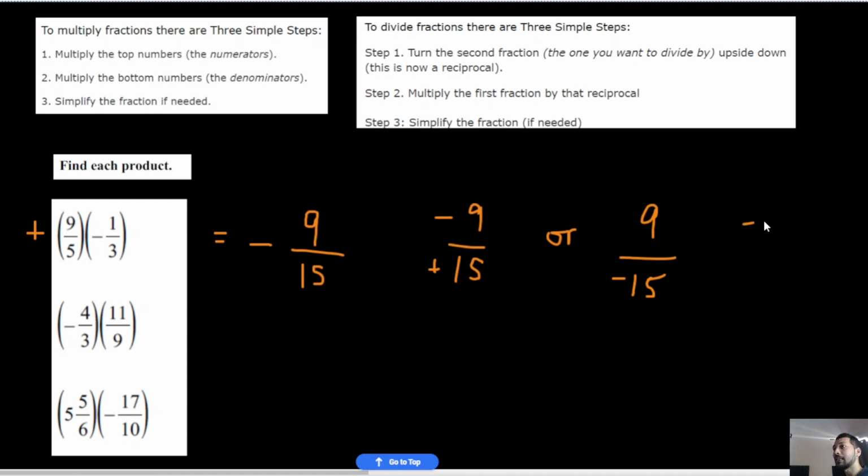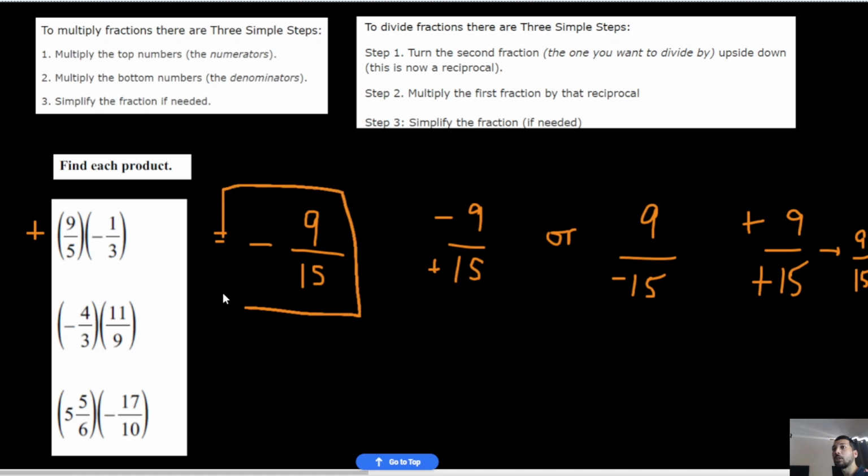We cannot write it as negative 9 over negative 15 because that means we have two negative signs on the numerator and denominator, which should cancel out to plus. So the ultimate answer would be 9 over 15. So this would be incorrect because our original problem has a plus sign and a minus sign. A multiplication of a positive and a negative number would give you a negative answer. So our answer is negative 9 over 15.